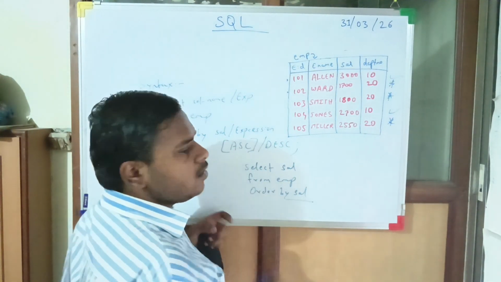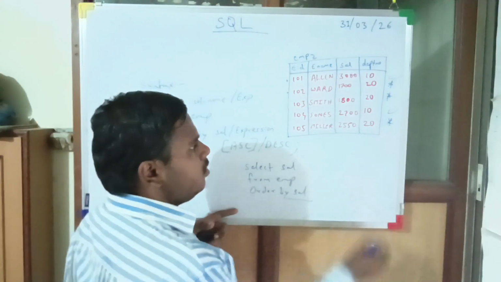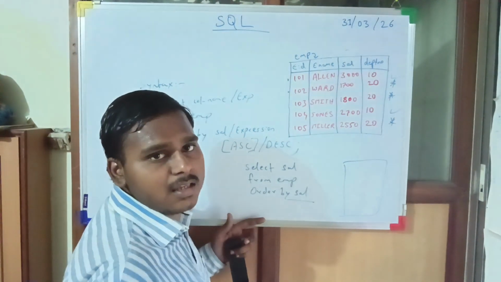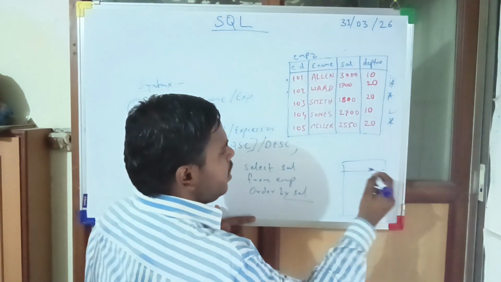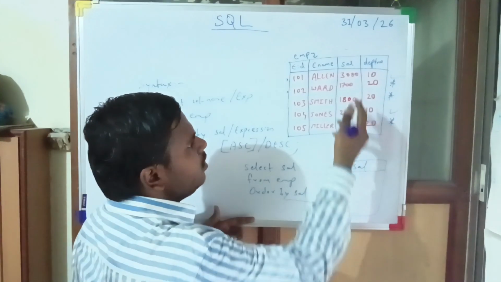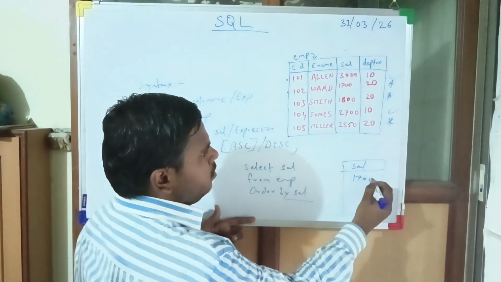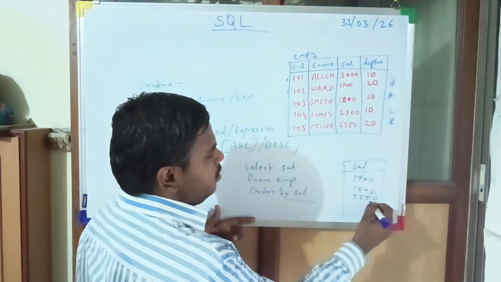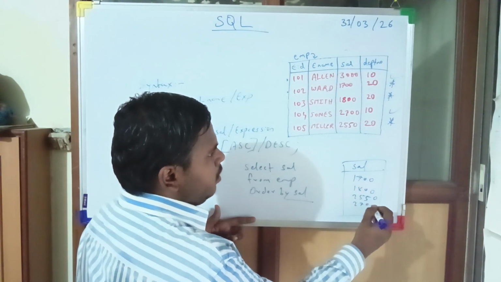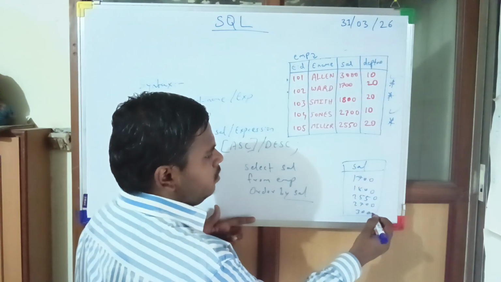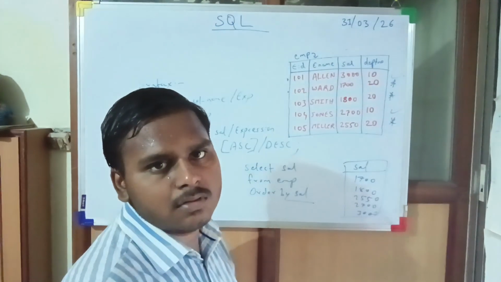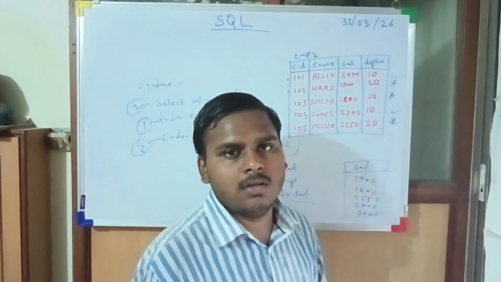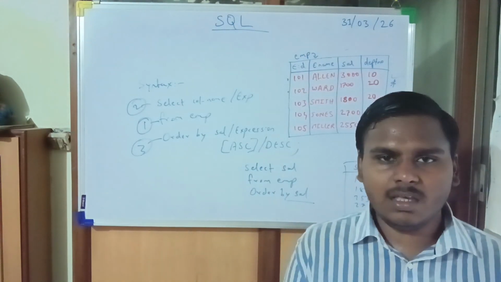Then what will the order by clause do? The order by clause sorts in ascending order. Ascending order means lowest to highest. Descending order means highest to lowest. So what is the lowest salary here? 1700, then 1800, then 2550, then 2700, then 3000. This will be the final output. Nothing more needs to be taught here in the order by clause, but some exceptions are there.